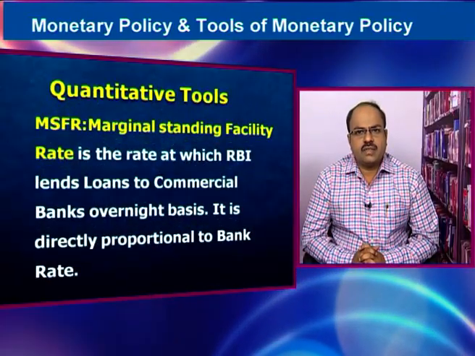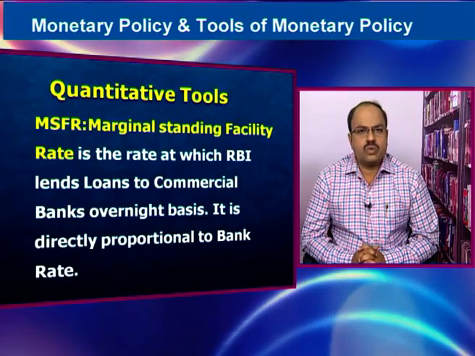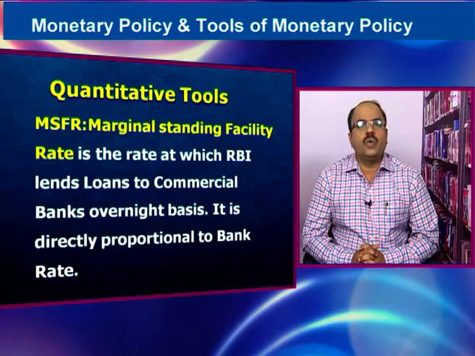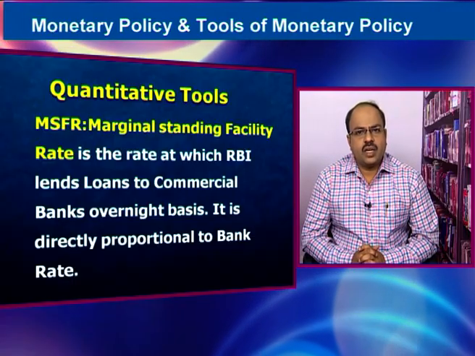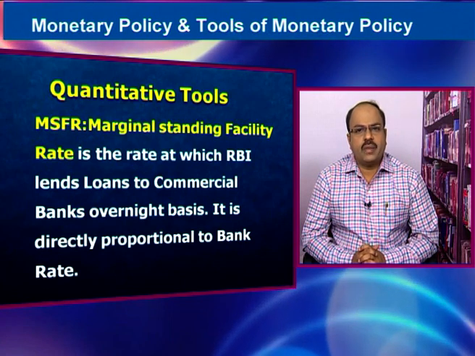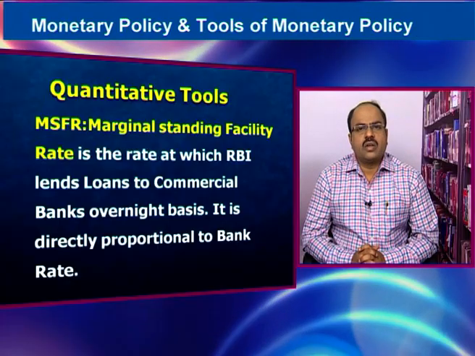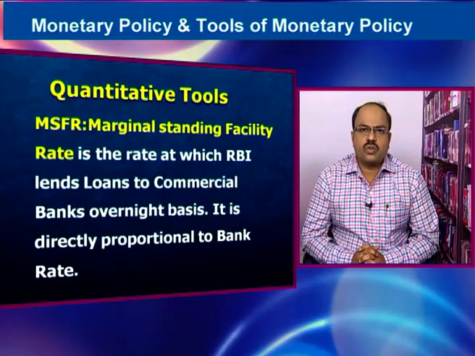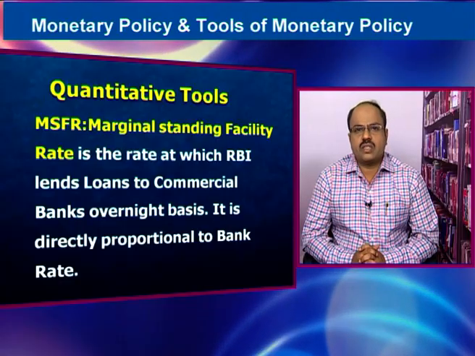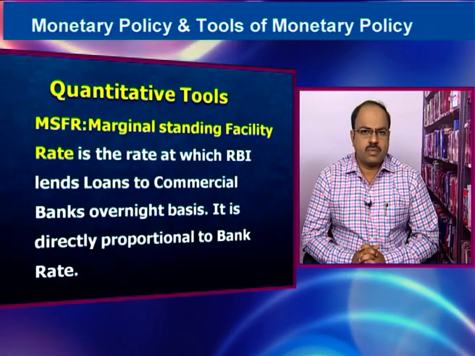Marginal Standing Facility rate is the rate at which RBI lends loans to the commercial banks on an overnight basis, and this MSF rate is directly proportional to the bank rate. Whenever the bank rate changes, the MSF rate also changes. If the bank rate is at 6%, the MSF rate will also be at 6%.